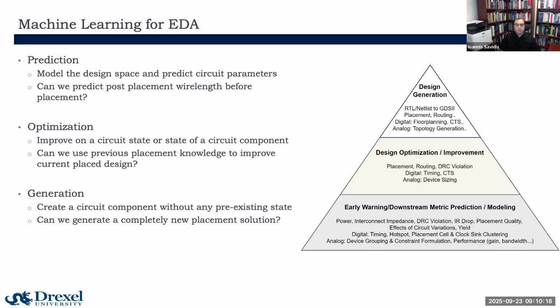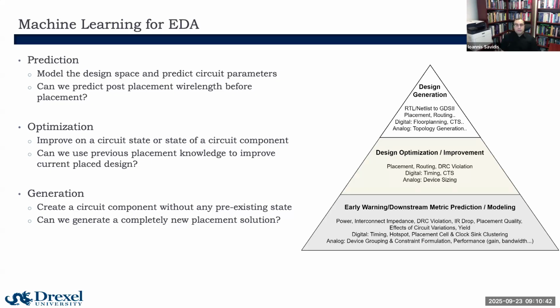So let's look at the role of machine learning in tackling problems in electronic design automation. The way that I like to visualize this is with a pyramid with three levels of ML applications, each addressing increasingly more complex tasks in EDA. The first layer, on the bottom, is prediction. That basically forms the base of the pyramid.